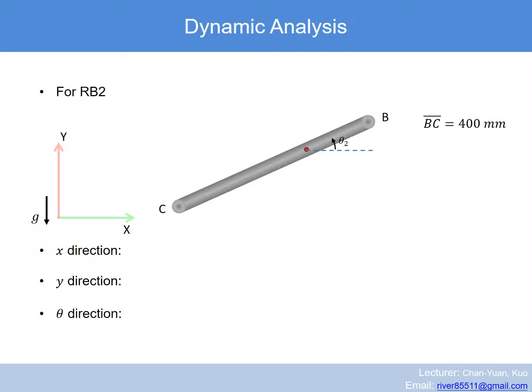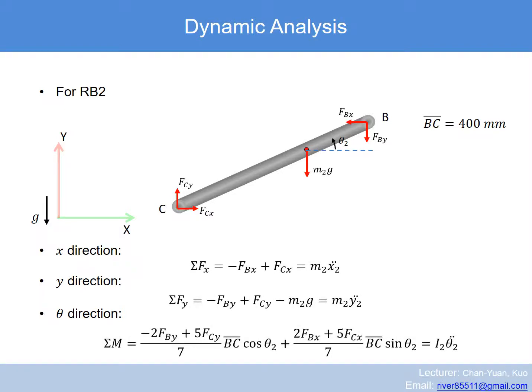Next, rigid body 2. Again, let's draw the free body diagram. The forces acting on rigid body 2 are the joint reactant forces Fbx, Fby at pin B, and Fcx, Fcy at pin C, and gravitational force m2g. With the free body diagram, we can again come up with these three equations.